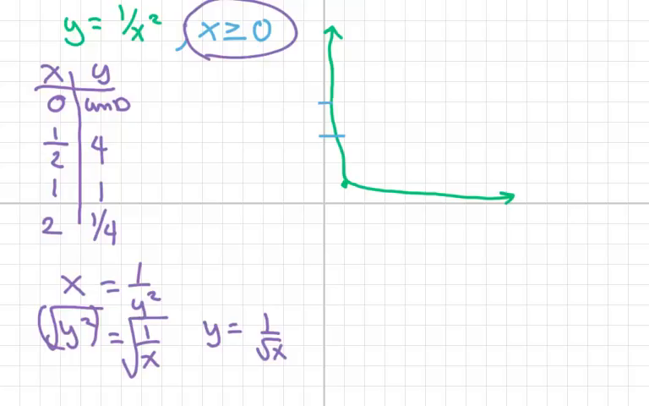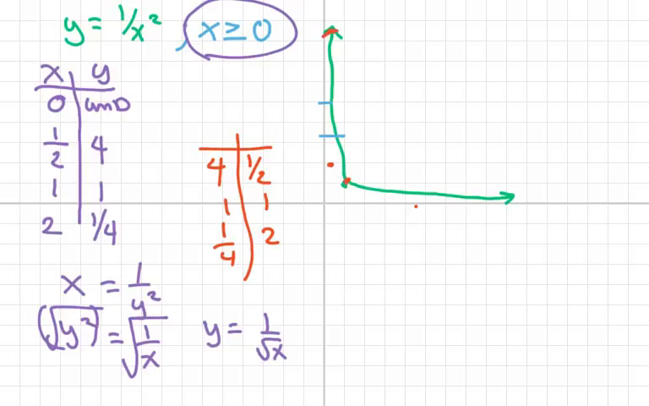And I'm going to switch the x and the y, and you're going to get 4 goes to 1/2, 1 goes to 1, 1/4 goes to 2. So 1/4 here goes to 2 here. So this is probably a bad graph. 1 goes to 1, and 4 goes to 1/2. So basically it's the same as the other one. Okay?